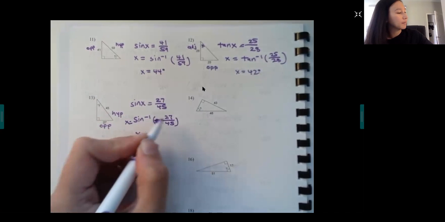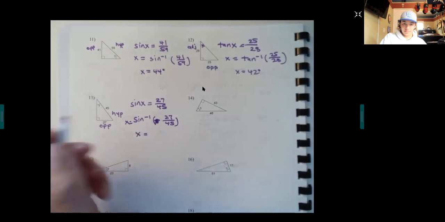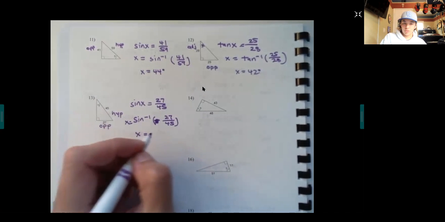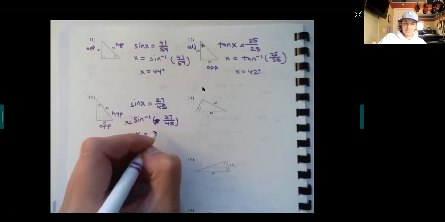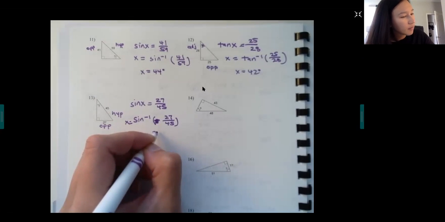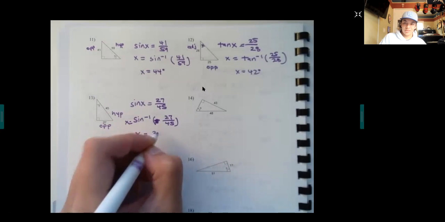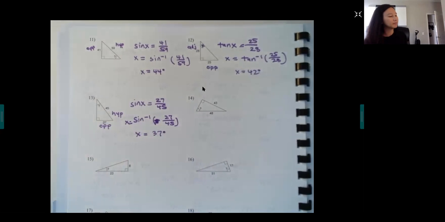And then what did you get when you took the inverse? I got 27 over 45. 36.9 degrees, 36.9, or 37 degrees if you round those. Yep. Very good.